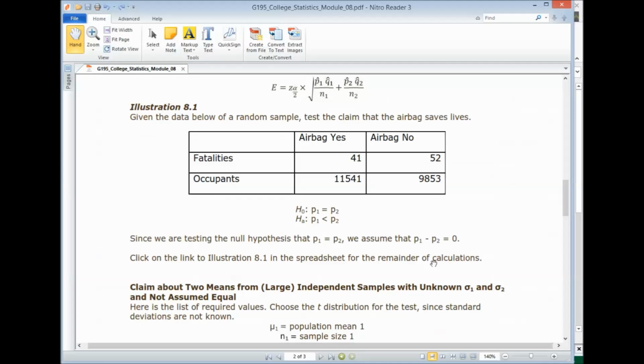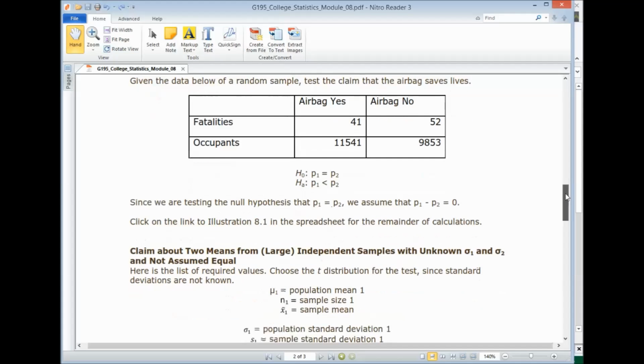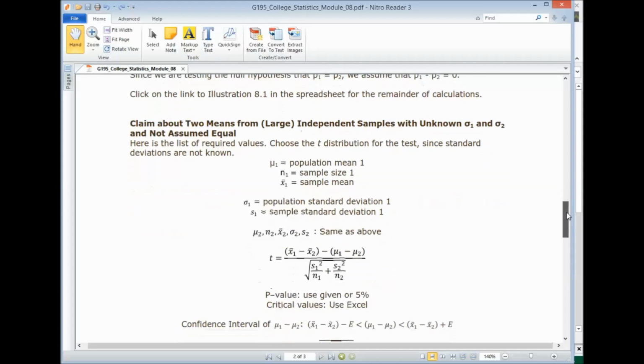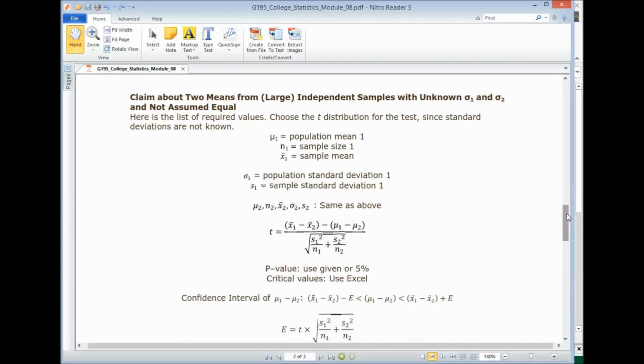So let's go back to the lecture notes. And we're going to test a claim about two means from large independent samples with unknown sigma 1 and sigma 2. So we don't know the sigmas. And we're going to assume they're not the same. If that's the case, we're going to use the t distribution for the test. So then the test statistic will be t.